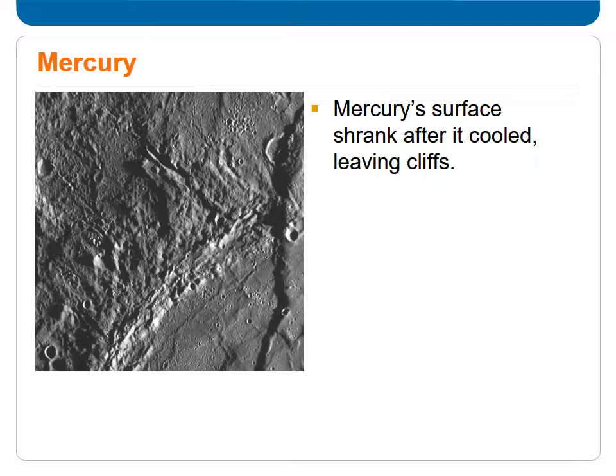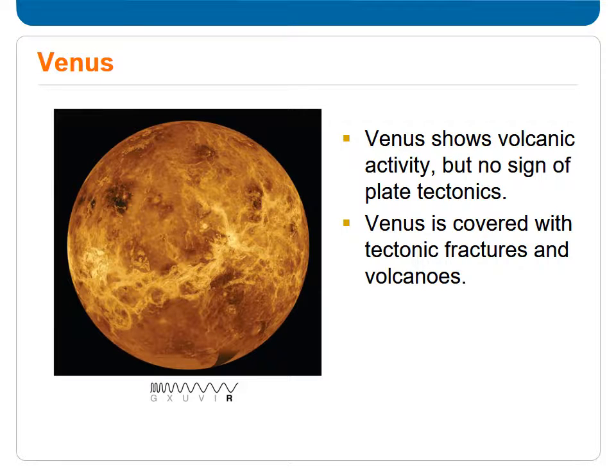Mercury's surface shrank after it cooled, leaving cliffs called scarps. These giant scarps are believed to have formed when Mercury's interior cooled and the entire planet shrank slightly as a result. Think of the shrinking of a grape into a raisin. Venus shows volcanic activity, but no sign of plate tectonics. Most of the Venusian surface is relatively flat. It is divided into 3 topographic units: lowlands, highlands, and plains. Tectonic features are present to a limited extent, and they include linear deformation belts composed of folds and faults.